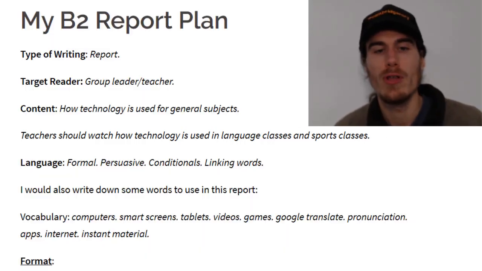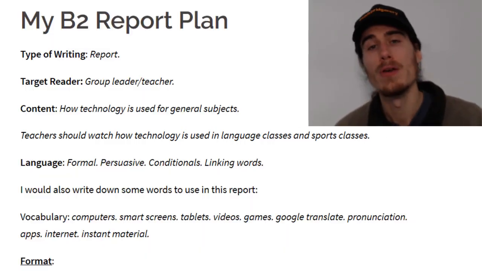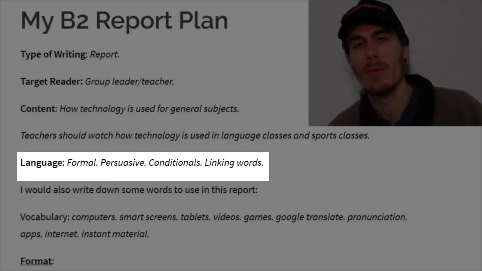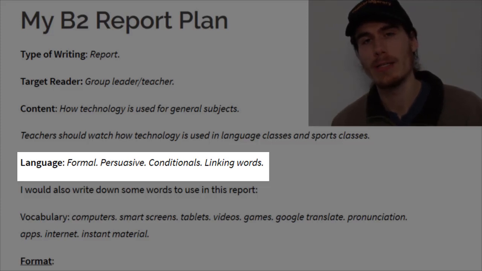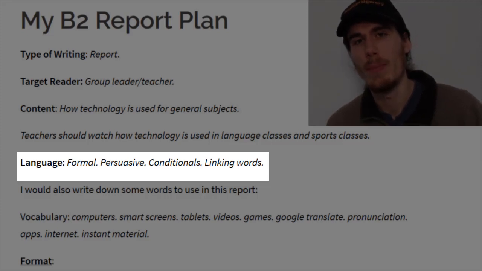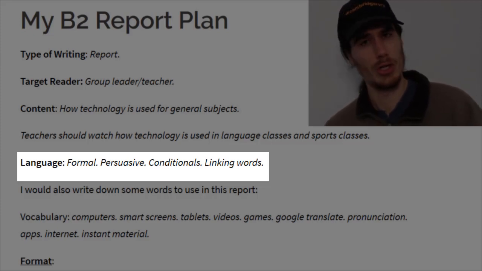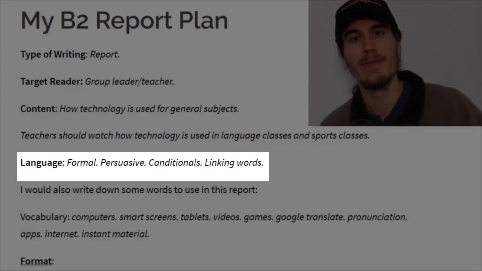So the type of language that I recommend using in a report is formal language, written in an objective tone, which means it shouldn't be so subjective. You shouldn't write your own opinions so much. It should be objective. A little bit persuasive, perhaps. You want to try and convince the reader to follow your recommendations and suggestions. And some other good things to use in your report would be, for example, conditional sentences and some good linking words, maybe some passive construction.